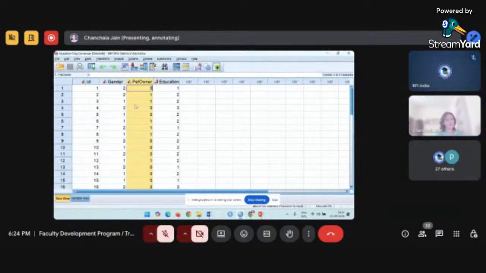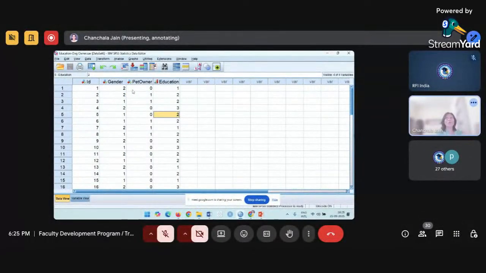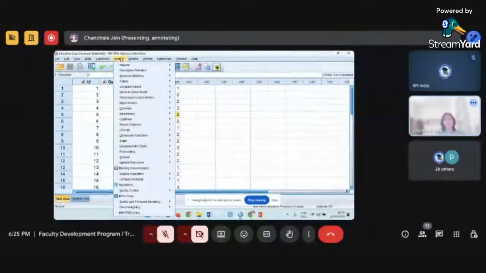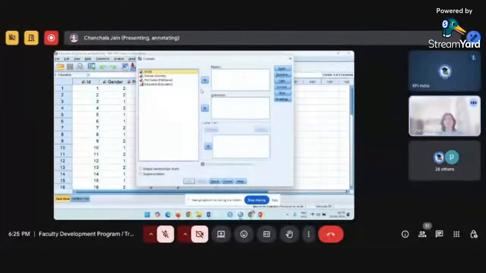Fine. So when the hypotheses are clear, because we are having two categorical variables and we want to find the association between them, we will go for the chi-square test. So go to Analyze, then Descriptive Statistics and Crosstabs. Analyze, Descriptive Statistics and Crosstabs. Done?